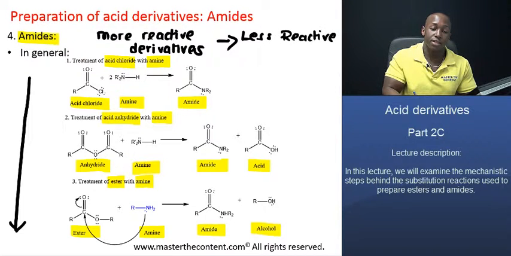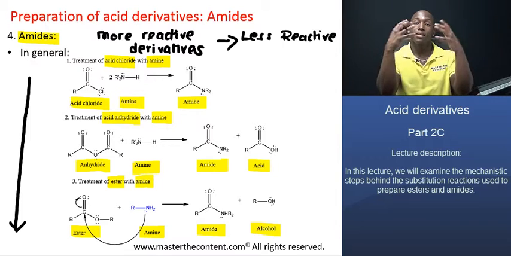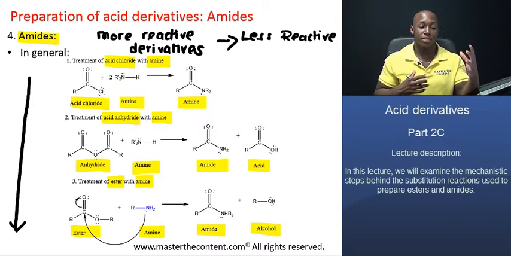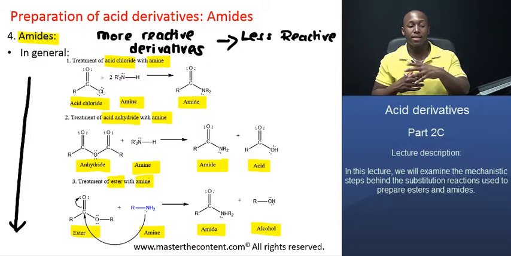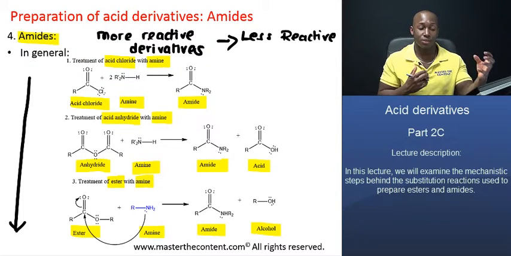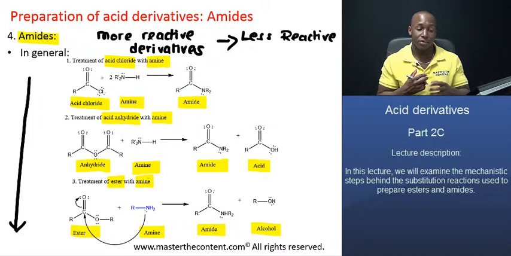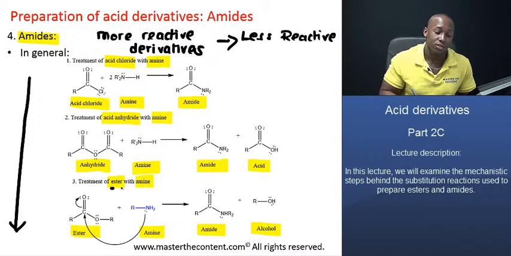So just to give you an example of what I'm talking about, we used an acid chloride to create an anhydride. We used an anhydride to create an ester. We can also use an acid chloride to create an ester. And now we're using an acid chloride to create an amide. We can also use an anhydride to do the same, and we can also use an ester to create an amide.